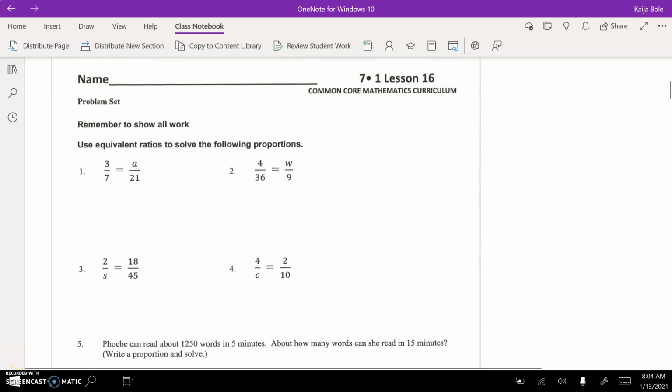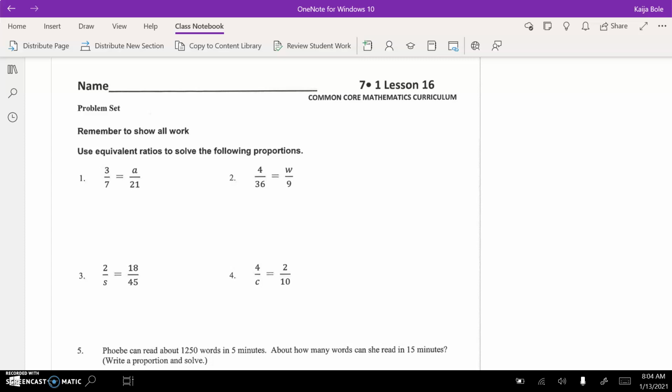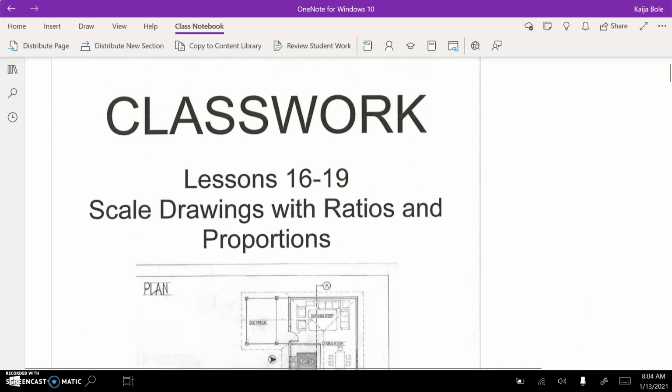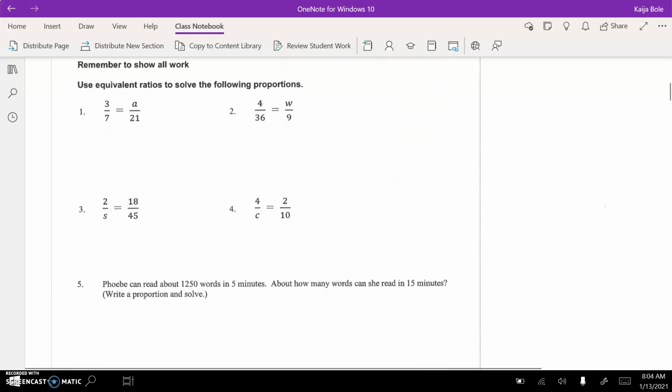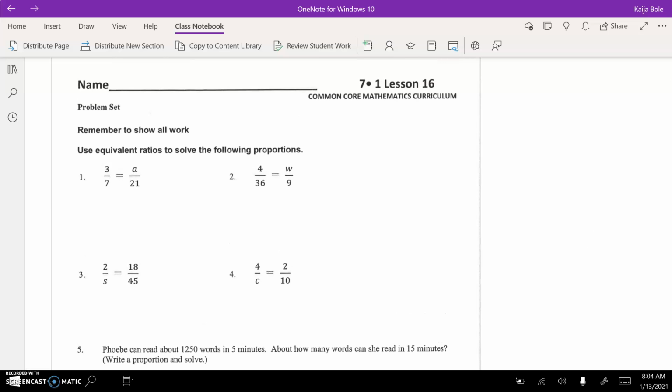Okay, here we are on the classwork for 1.16. Make sure you're in your new classwork package. It should say topic D on the front. And the goal for today is to do all the problems. It shouldn't take you too long.